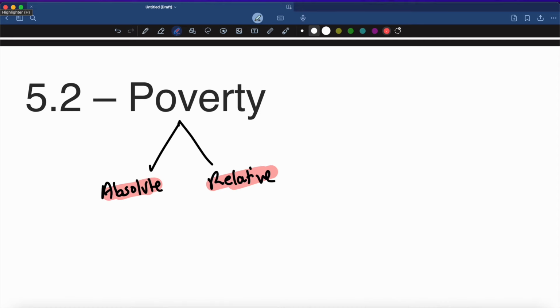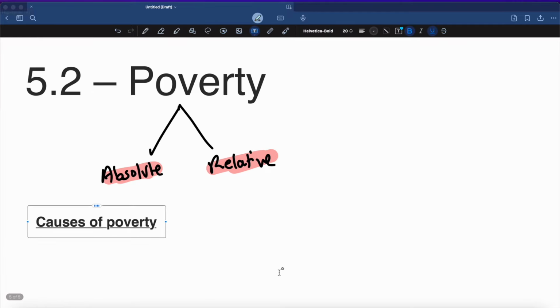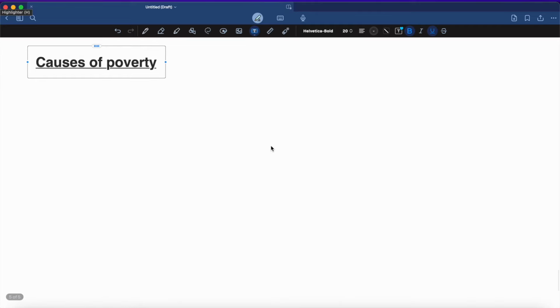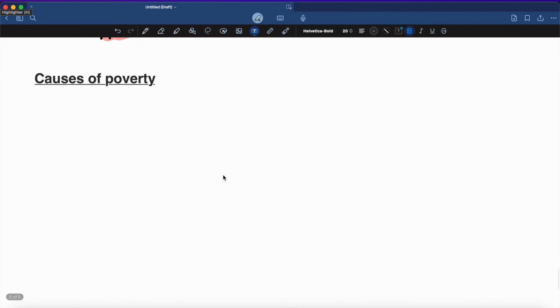Let's now look at what causes poverty. What exactly causes poverty? Because poverty is always bad, right? No economy wants this, no government wants this. But what causes it? There are several reasons.